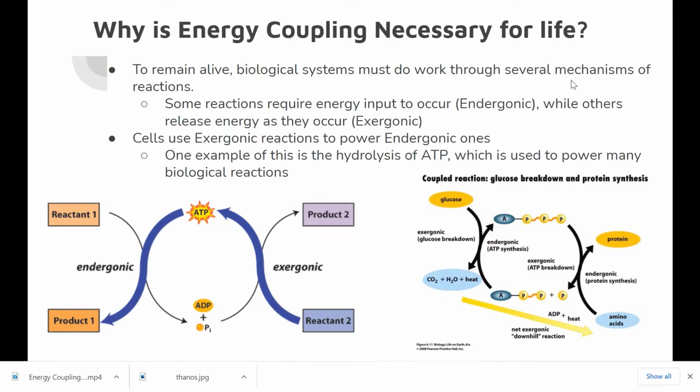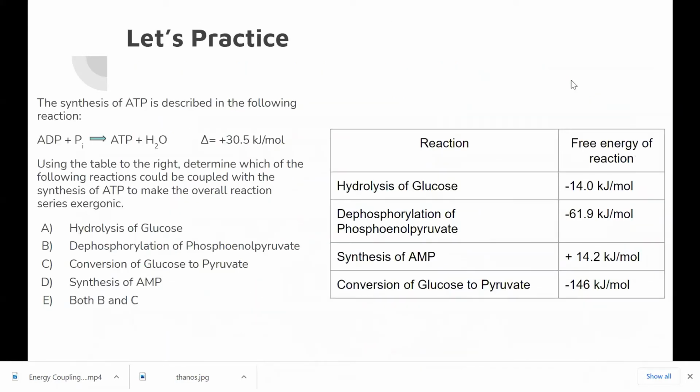Cells are going to use the exergonic reactions that release energy to power the endergonic ones that need energy input. And one of the best examples of this is the hydrolysis of ATP, which is used to power many, many, many biological reactions. So let's take a step back for a second and let's practice.